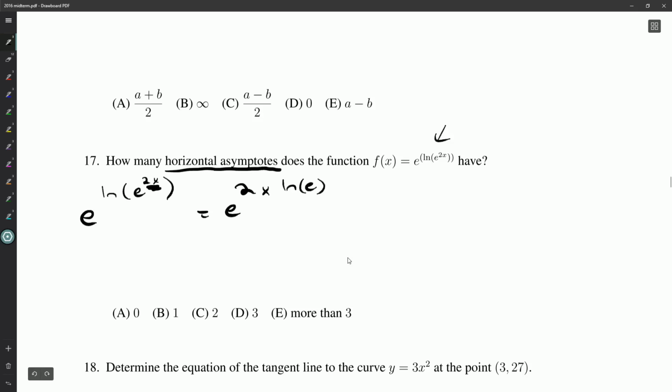And then ln of e is just 1, because ln is really just log base e. And if you plug the base into any logarithm with that base, you get 1. Log base b of b is always 1, and so ln e is always 1. So really the ln e goes away and we're left with e to the 2x. This was just a fancy way of writing e to the 2x.